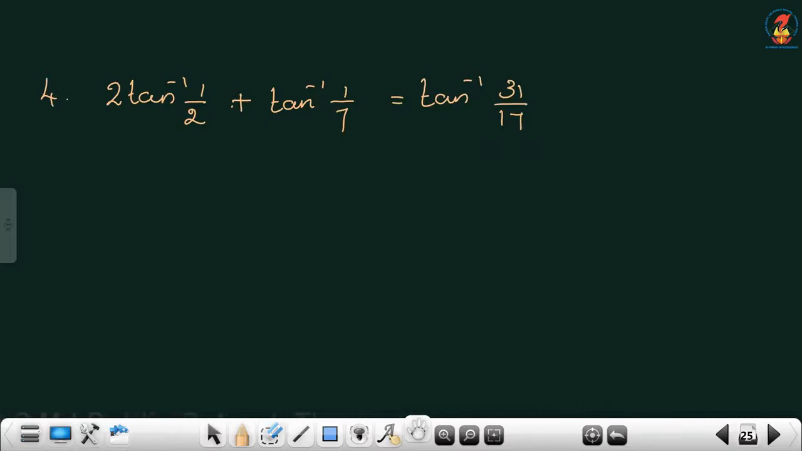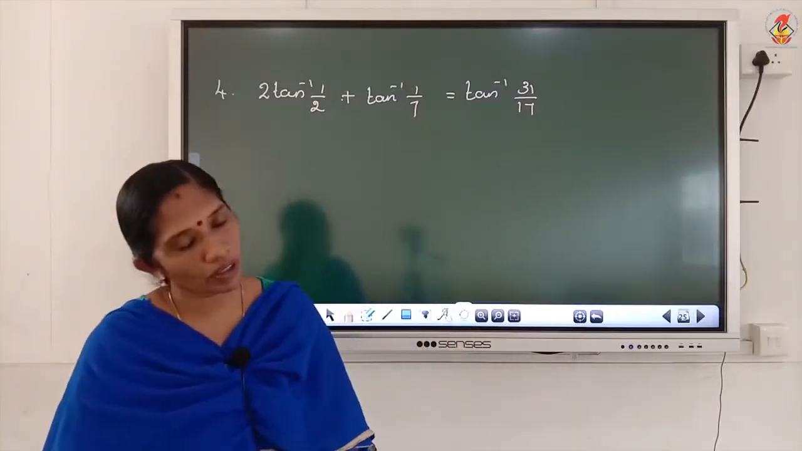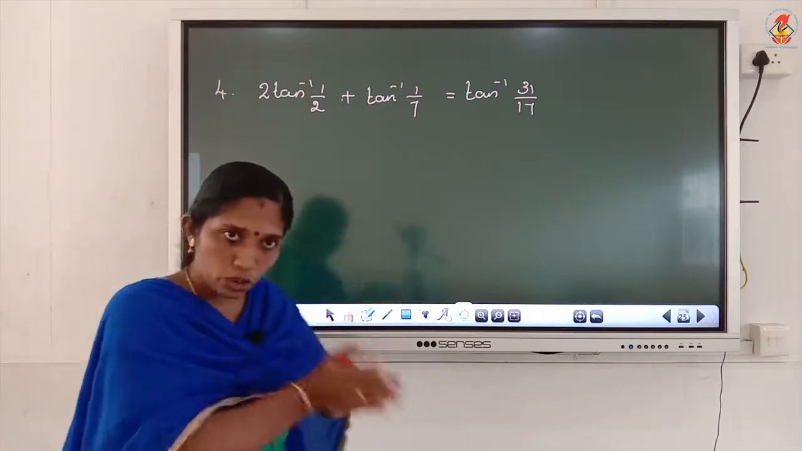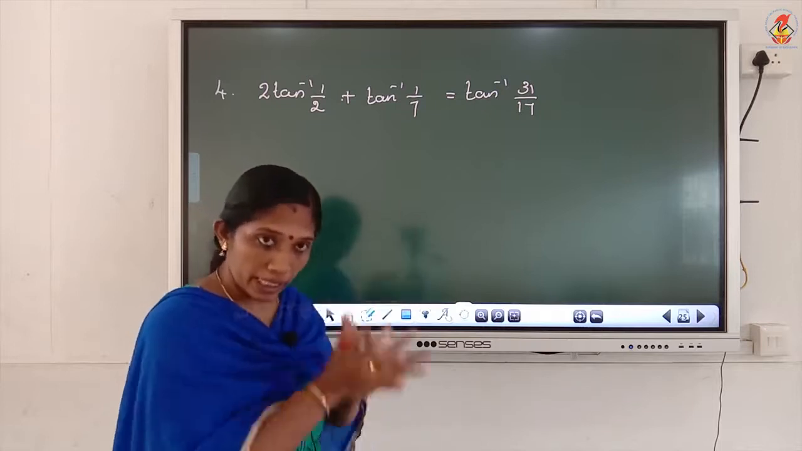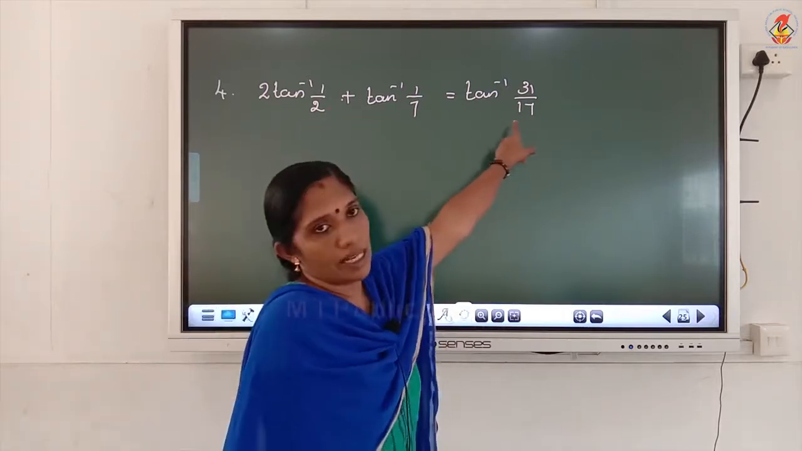Now the fourth question. Prove that 2 tan inverse 1 by 2 plus tan inverse 1 by 7 is tan inverse 31 by 17. Here we have 2 tan inverse. Either you can split 2 tan inverse x as tan inverse x plus tan inverse x. You can do that way. So first you have to do tan inverse 1 by 2 plus tan inverse 1 by 2. Then that answer plus tan inverse 1 by 7. You will get this answer.